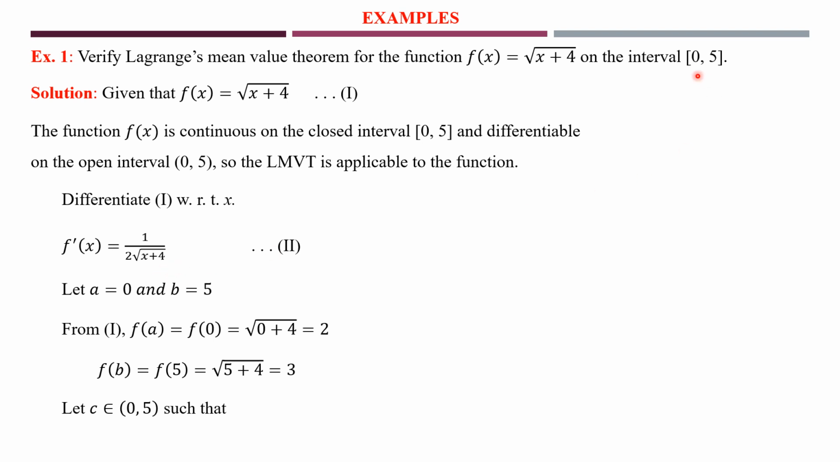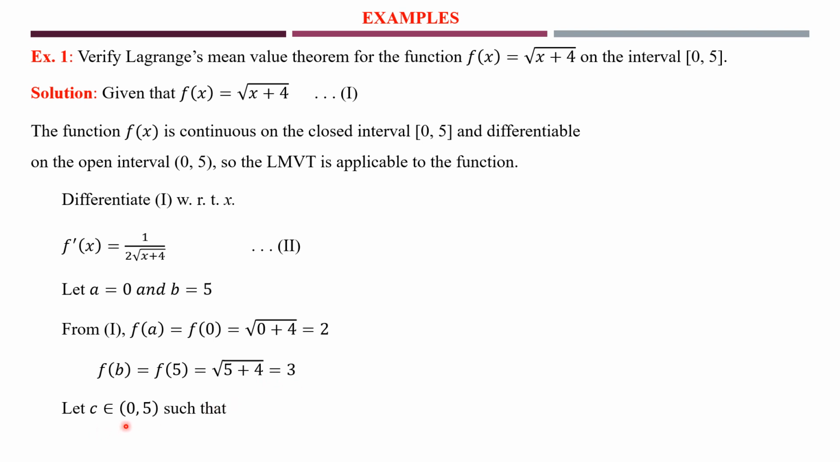Here the interval is a equal to 0, b equal to 5. We find the values of f of 0 and f of 5. Hence f of a equal to f of 0. Put x equal to 0, then root of 0 plus 4 equals root 4 equals 2. F of b equals f of 5: root of 5 plus 4 means root 9, which is equal to 3.